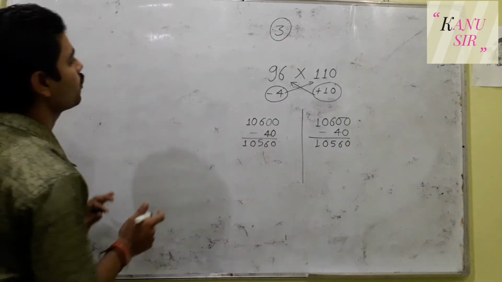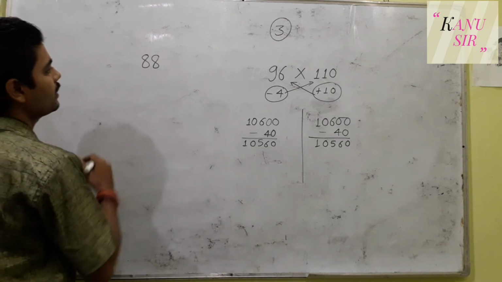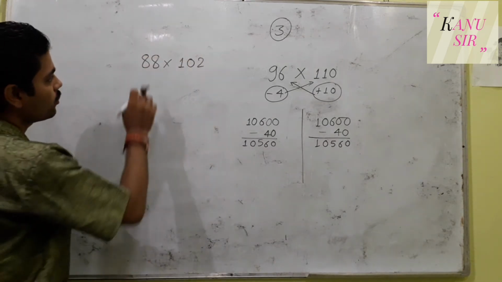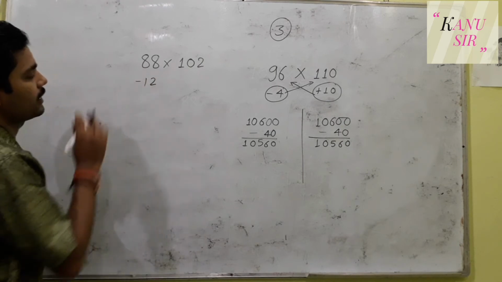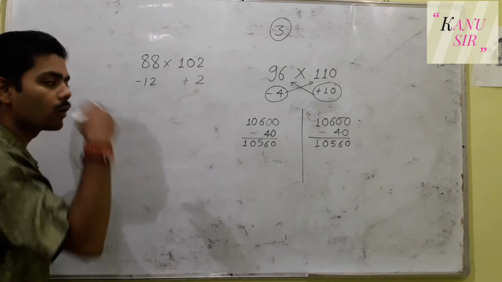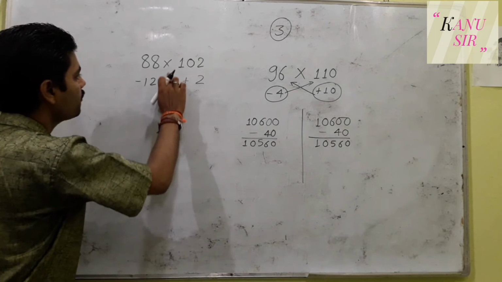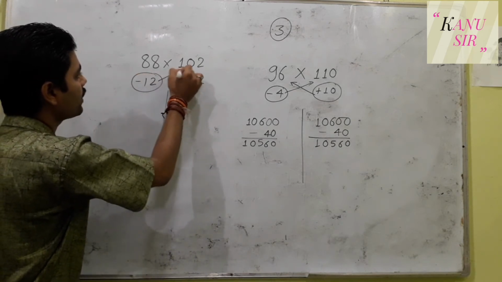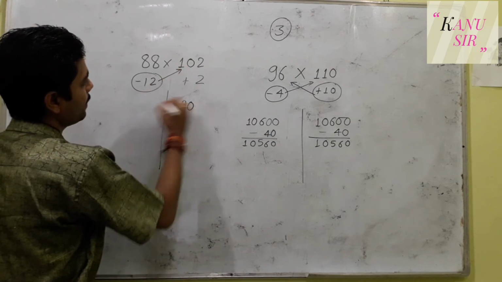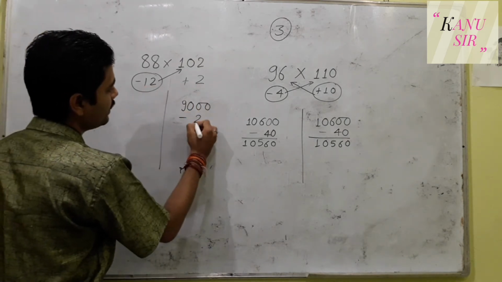And let us practice one more question here, like 88 less than 100 and 102 more than 100. So 88 is 12 less than 100. And 102 is 2 more than 100. And there are two processes. So if you subtract 12 from 102, what will you get? 102 minus 12, you will get 90. And you will have to write 2 zeros minus 12 times 2, which is 24.